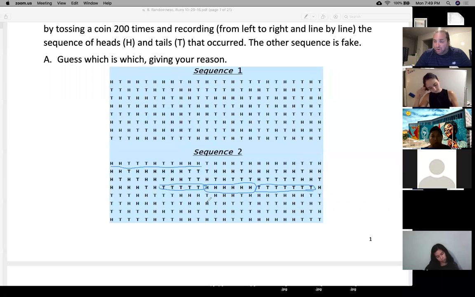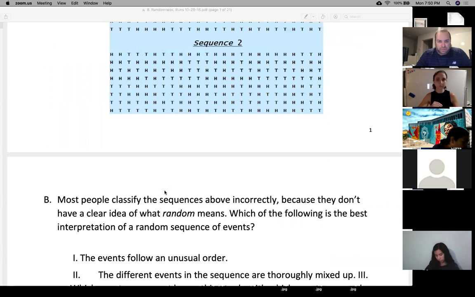So these are things that are going to occur. But if you're trying to be random, you would never have them there because they don't look random. So it's exactly the opposite. Does that make sense? So then sequence 1 is the fake one. Sequence 1 is the fake one. That's correct.